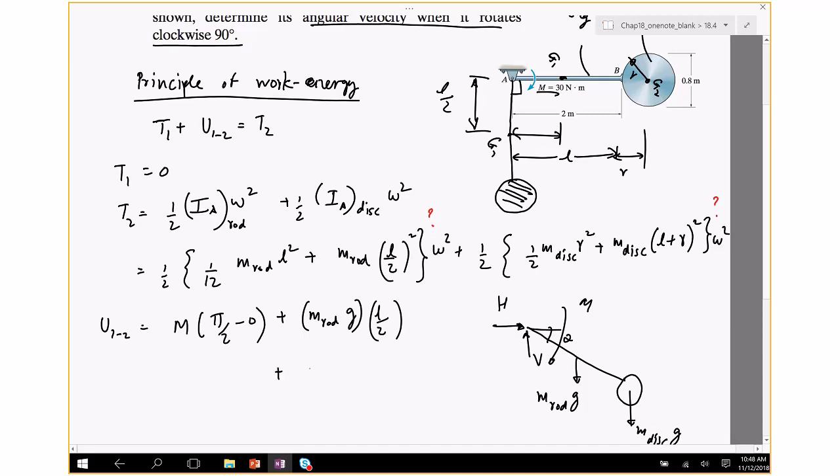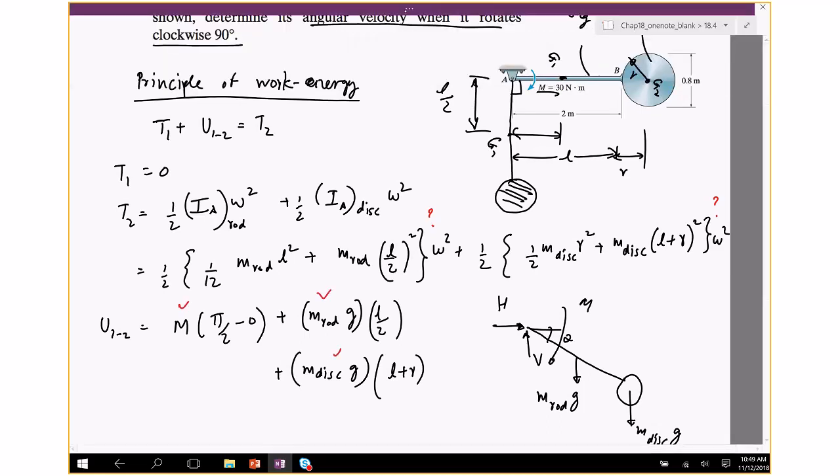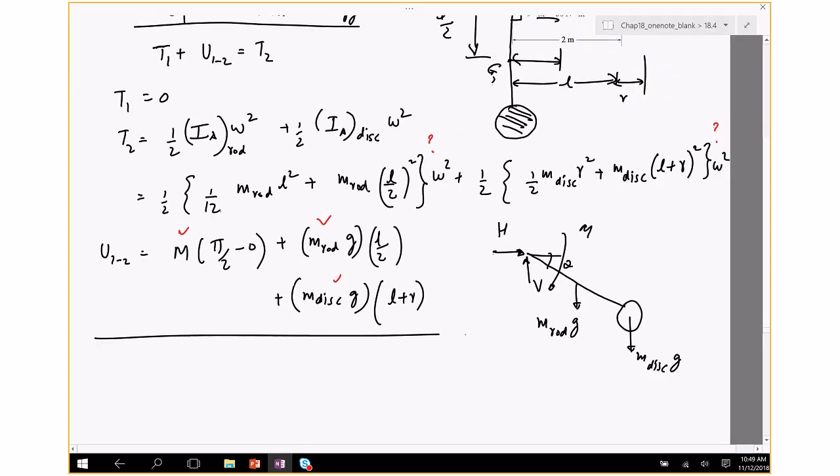And finally it is M disk times G. The displacement of the center of mass is L plus R. So again, in this, everything is known, and so we can plug all that together. We can solve for omega, which is the unknown. So omega comes out to be 3.16 radians per second.